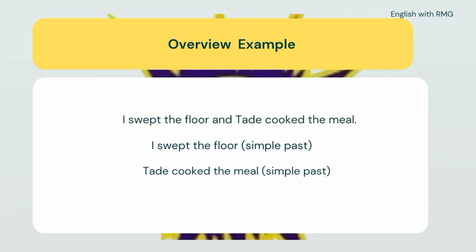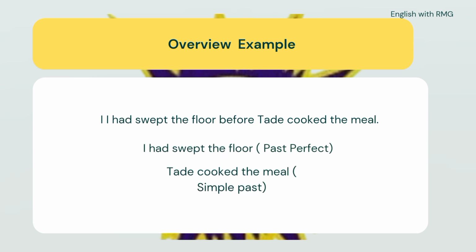Do you understand? But if I move forward to twist the sentence a bit, and I say something like, I had swept the floor before Tade cooked the meal. That means I have changed the past of swept to I had swept. That is a past perfect tense. But Tade is still in the simple past. So this is telling us that sweeping had happened earlier, before Tade cooked the meal. Although both actions happened in the past, one happened earlier than the other. So when we talk about sequence of tenses, this is what we're talking about.